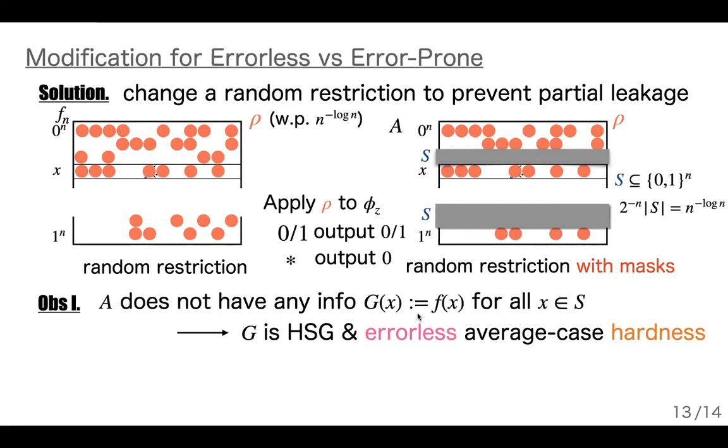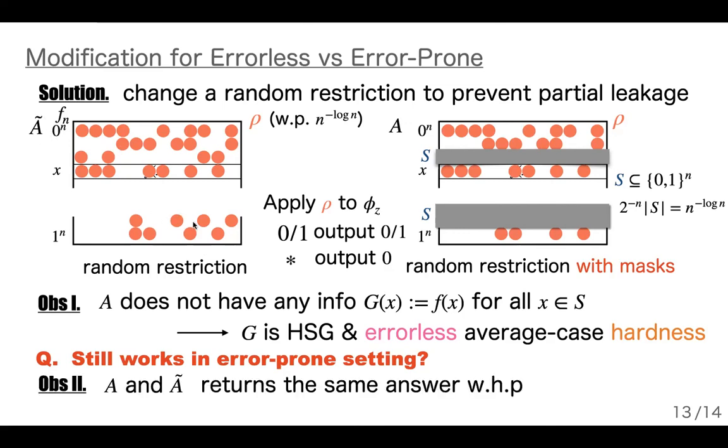But we applied a more restrictive random restriction, so we need to consider whether this oracle still works in the error-prone setting. But we can show that the answer is yes. Specifically, if we consider the previous oracle as A tilde, then with high probability, our oracle A and the previous oracle A tilde return the same answer. And by the argument in the previous work, we can show that this oracle A tilde can output the correct answer with high probability. That's why this yields the error-prone average case easiness part.